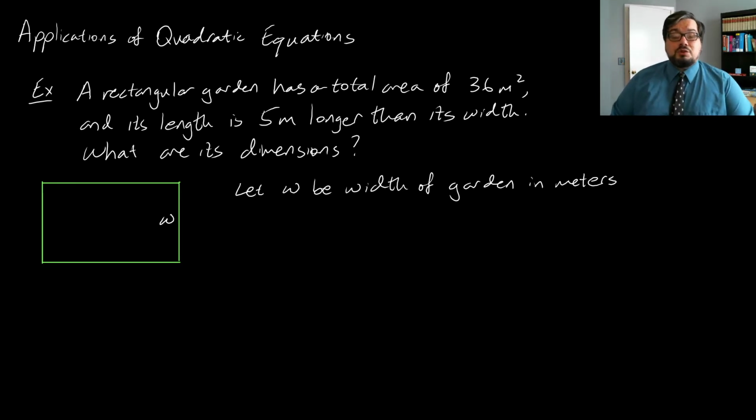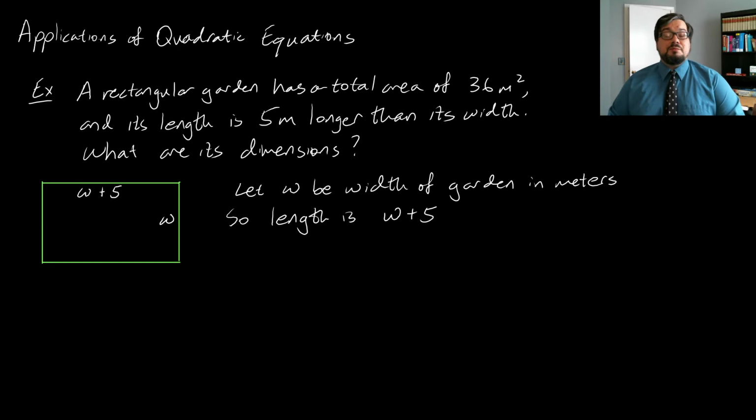All right, we are also told that the length of the garden is 5 meters more than the width. This means that to express the length, we don't need to introduce a new variable because we know how it relates to the original one. So we know that if the width is written as W, then the length can be written as W plus 5. So the length is W plus 5 because we're told in the problem that the length is 5 meters longer than the width.